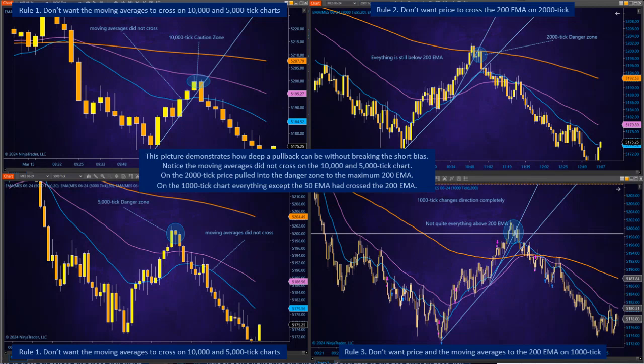All right, something I've learned today that's very significant. Although I've been using this strategy, I'm still learning how to optimize it. And one thing I've noticed is that we have to be able to determine how deep a pullback can go before it's broken. Before the short bias is broken, how deep can it go?